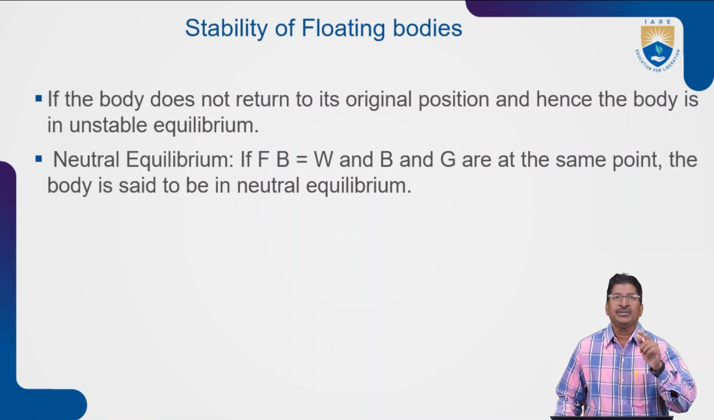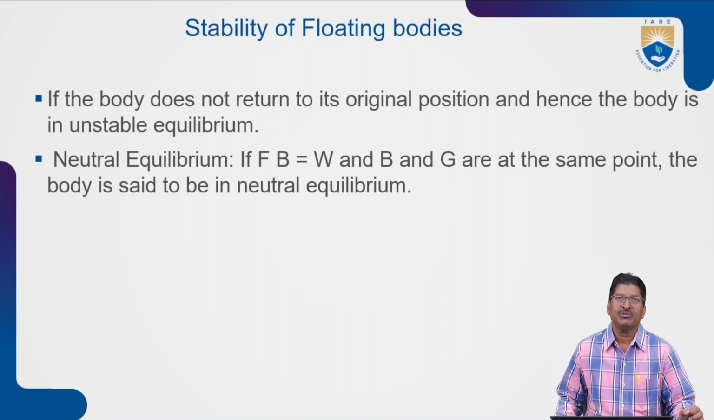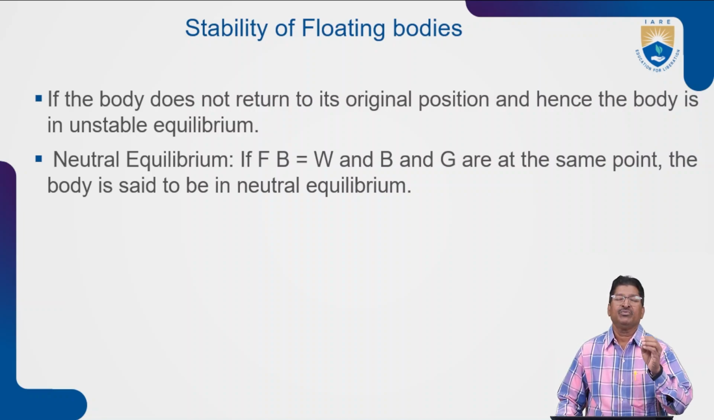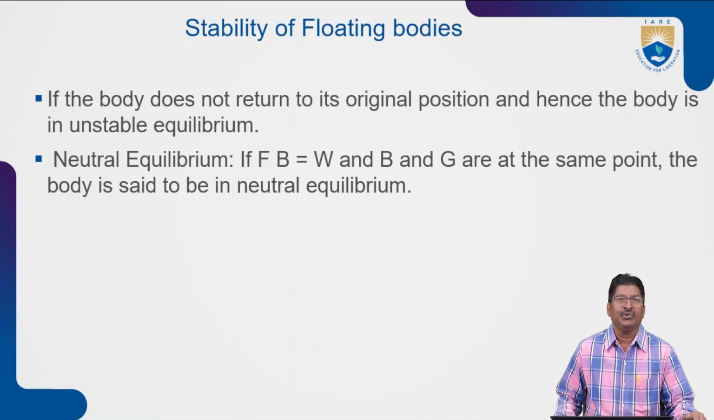Here, unstable means if a small tilt is given to the ship and it regains its original position, that is a stable equilibrium. If it does not regain its original position, that is an unstable equilibrium. So there are three equilibriums: stable, unstable, and neutral. If it returns to the original position, that is stable equilibrium. If it does not return, that is unstable equilibrium. If the force of buoyancy and this W are equal and acting at the same point, then it is a neutral equilibrium.